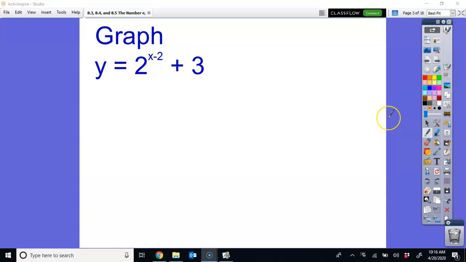Alright guys, we're going to start off with a little bit of review of graphing an exponential function.